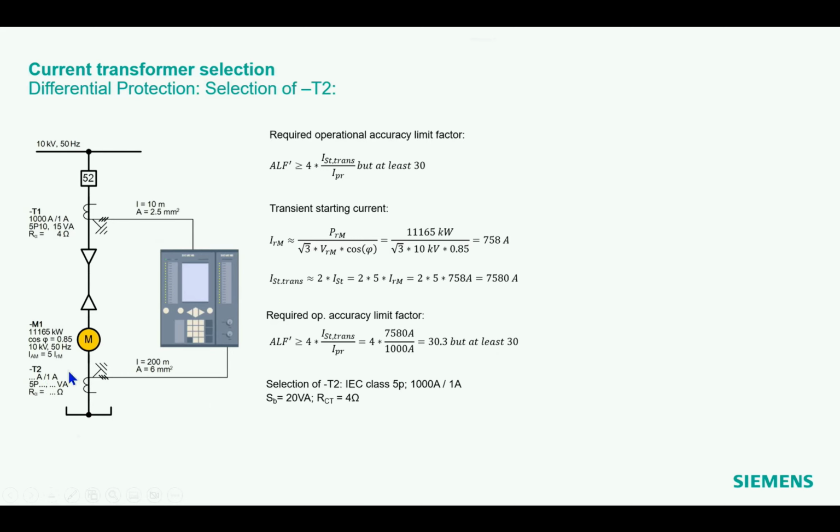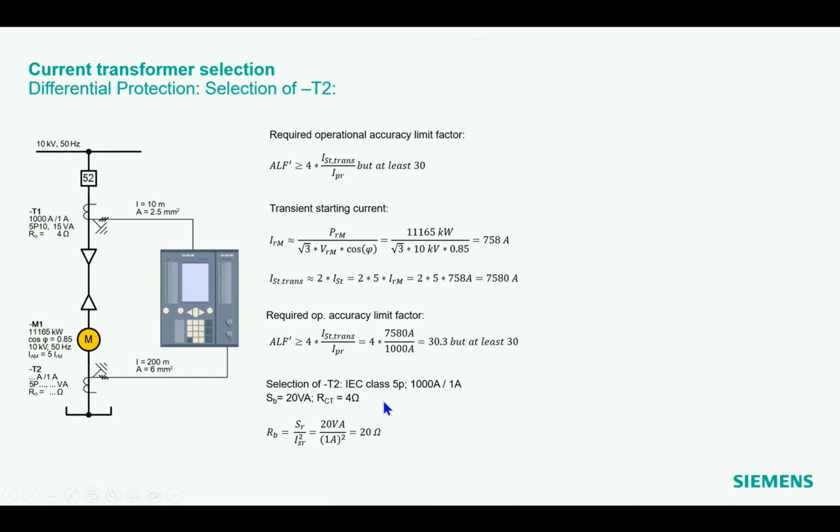A difference here is that I have here a relatively long line, a long wiring to the relay, because this is here in the field where the motor is. So therefore I said, okay, maybe let's take a nominal burden which is higher, 20 VA, instead of, what do we have here, 15 VA.